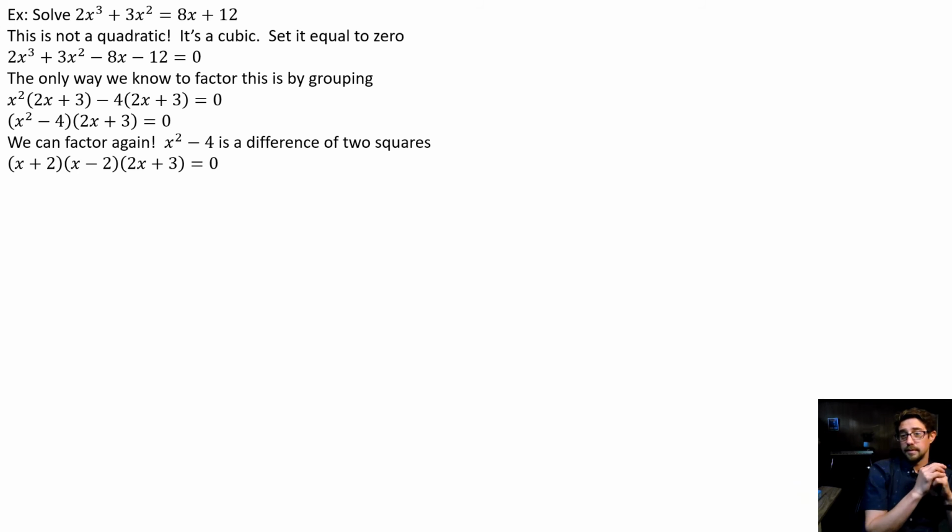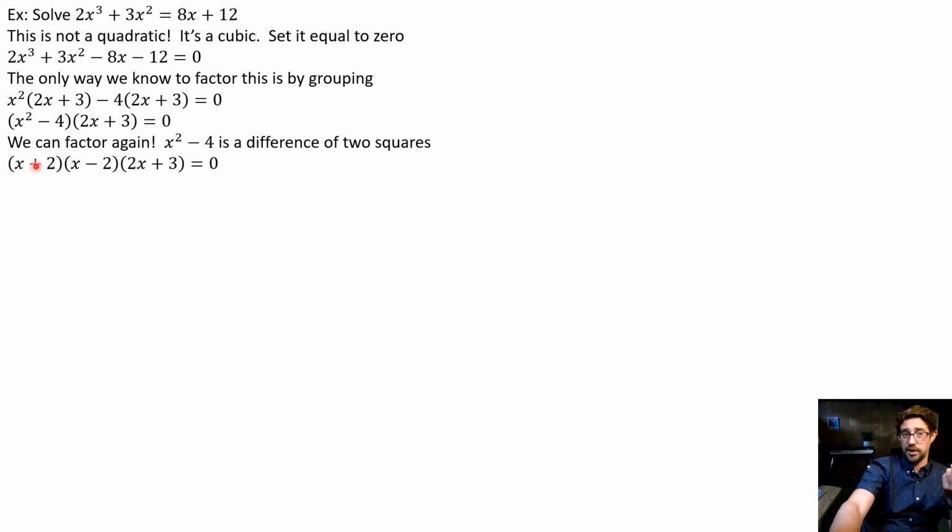Okay, so we kept going, and we have three factors that are equal to 0, and now we're just back to the place where we can use the zero product property. Except now we have three factors in our product. So we just have to set three things equal to 0 and solve.